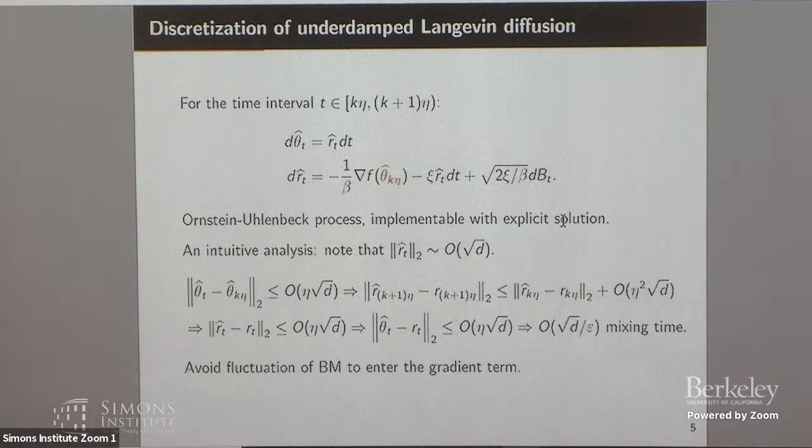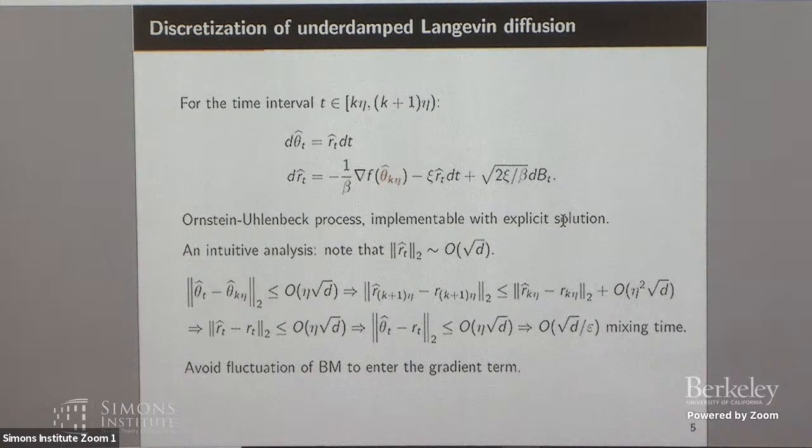So here's the discretized version of the underdamped Langevin diffusion. As we see, what people actually do is simply replacing the theta t with theta k eta hat, which is the point, again, the point at the initial state of this. And this differential equation is solvable with an explicit solution. It's just the OU process jointly in theta and r. If you give me an initial state and the gradient of f, I can directly write down the one-step transition kernel. It's just a Gaussian one.